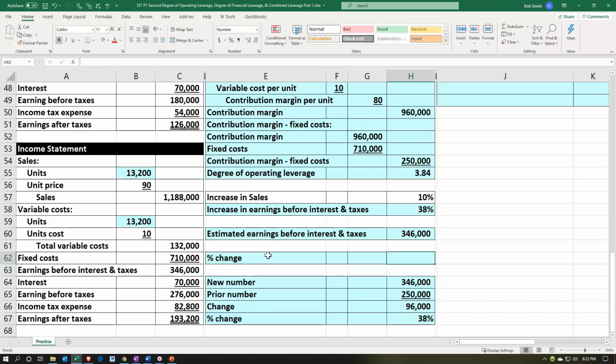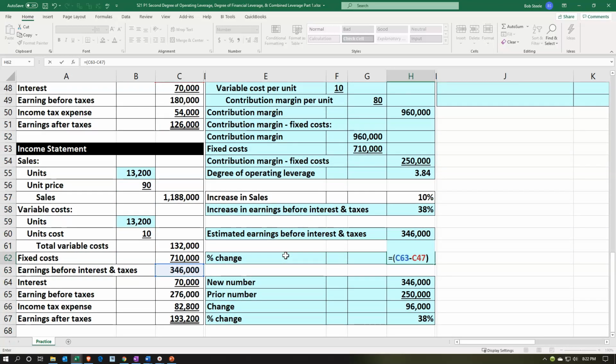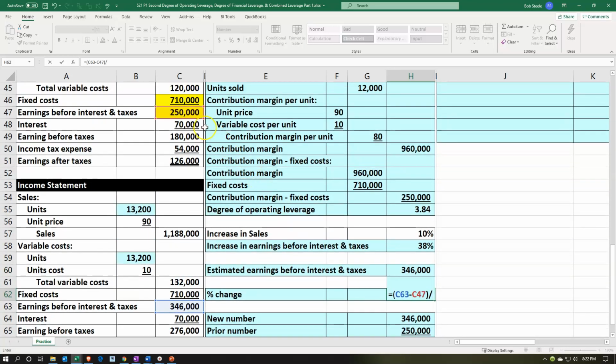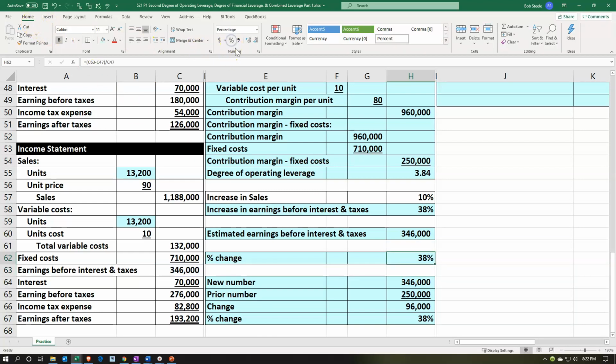Let's do it just with a formula now. So if you wanted to do that with just a formula, we could say this would be equal to brackets, the new number minus the prior number, close up the brackets because we have to have order of operations, and then divided by the prior number. So we have to be able to subtract before we divide, so we need the brackets here. That's going to give us a 0 until we change the cell, home tab, numbers, percentage. There's our 38% again, about.